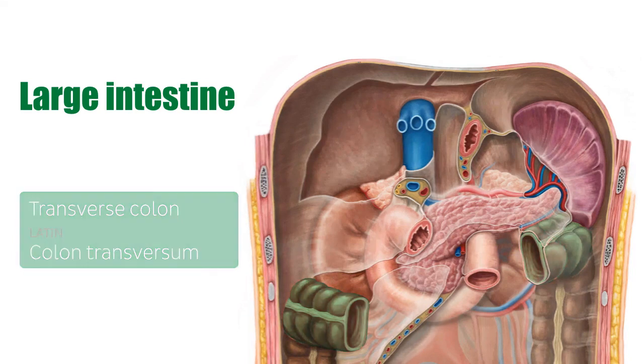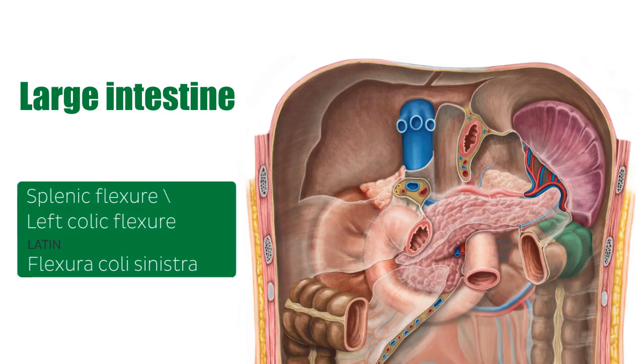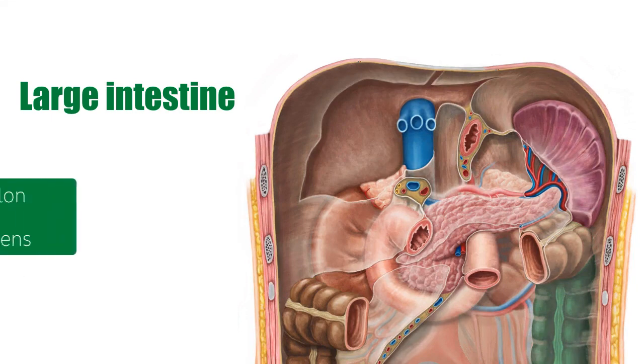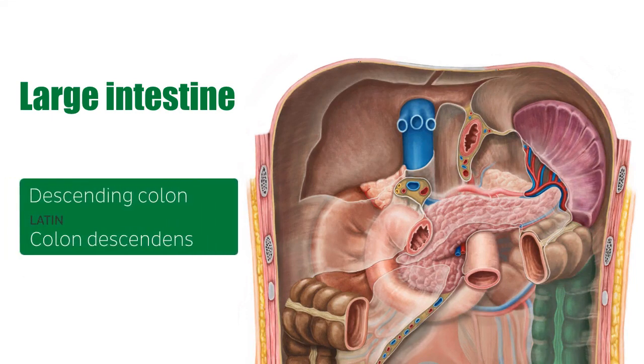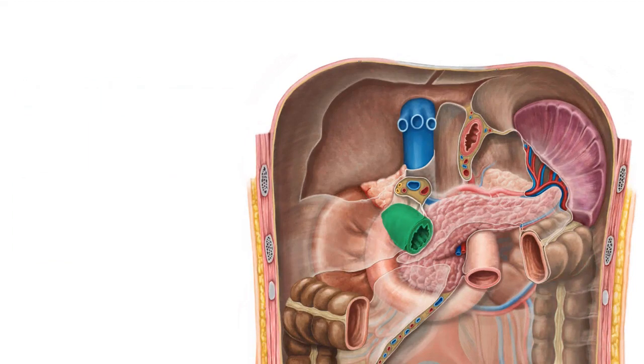The transverse colon finally turns downward, forming this curvature here, which is located inferior to the spleen. And for this reason, it's called the splenic flexure or the left colic flexure. The last part of the large intestine we can see is the descending colon. So as well as the large intestine, the kidneys are also closely related to the small intestine.